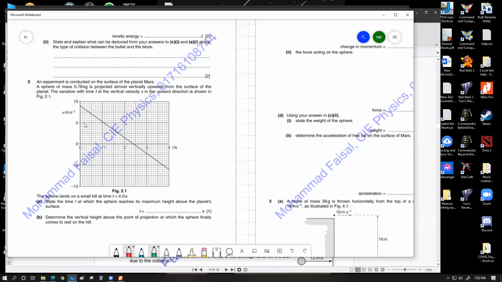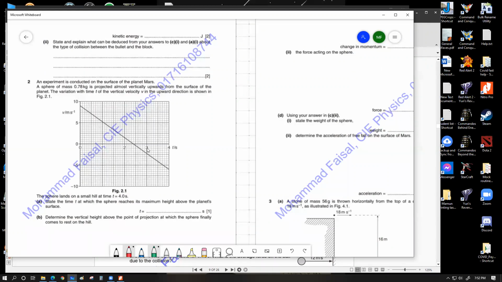So the height that the sphere did reach above the point of projection, point of projection meaning the point from where it was shot. The area under this triangle is the upward height that the object traveled, and the area under this other triangle is the downward fall that the sphere did. As you can see, this area is bigger and this area is definitely smaller. That's also what is mentioned here, that it landed on a small hill.